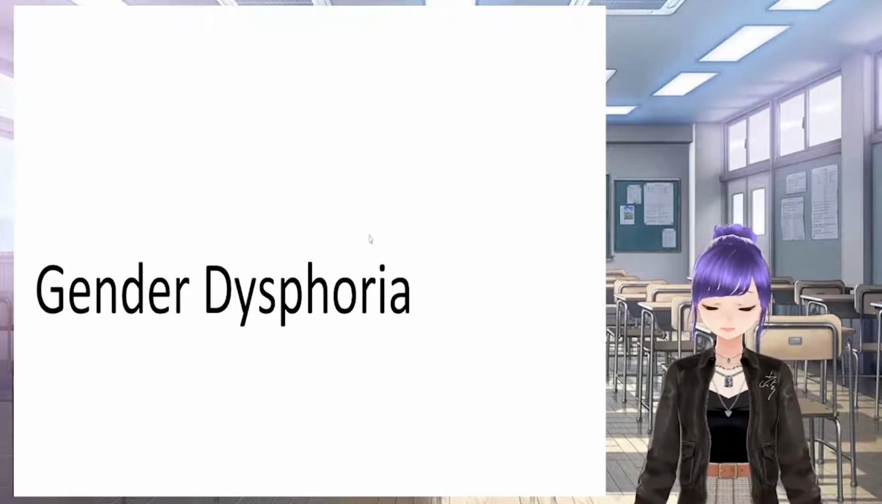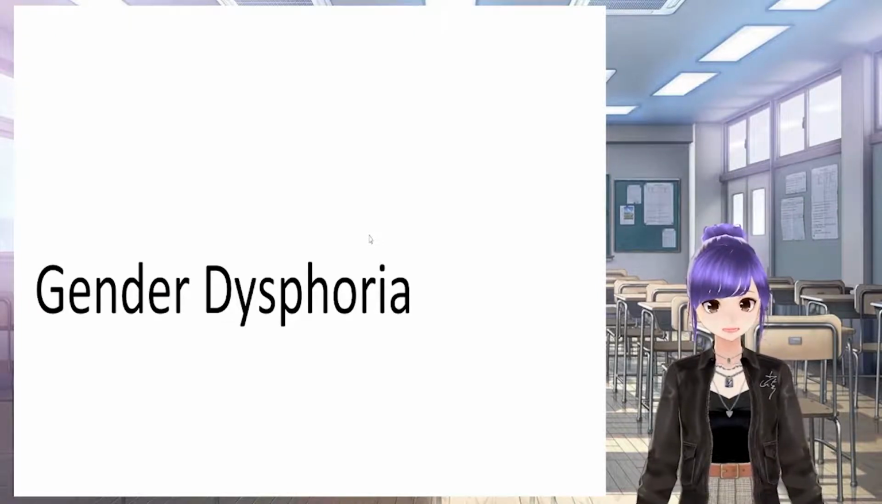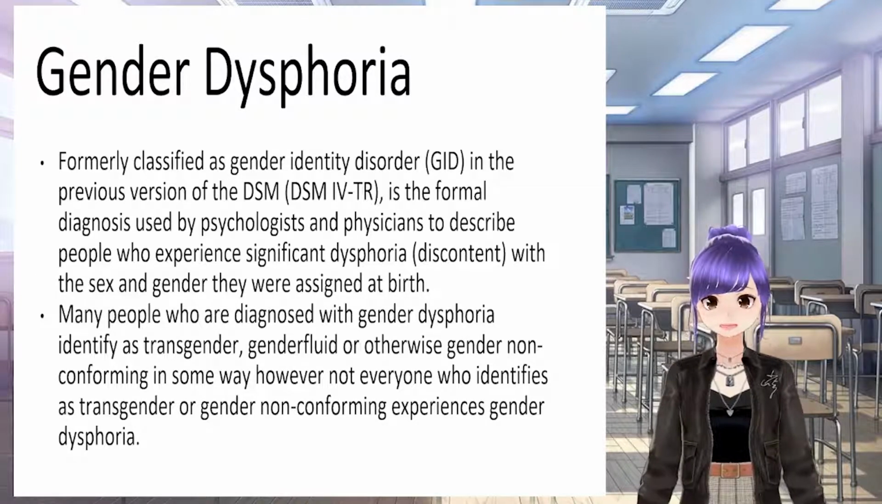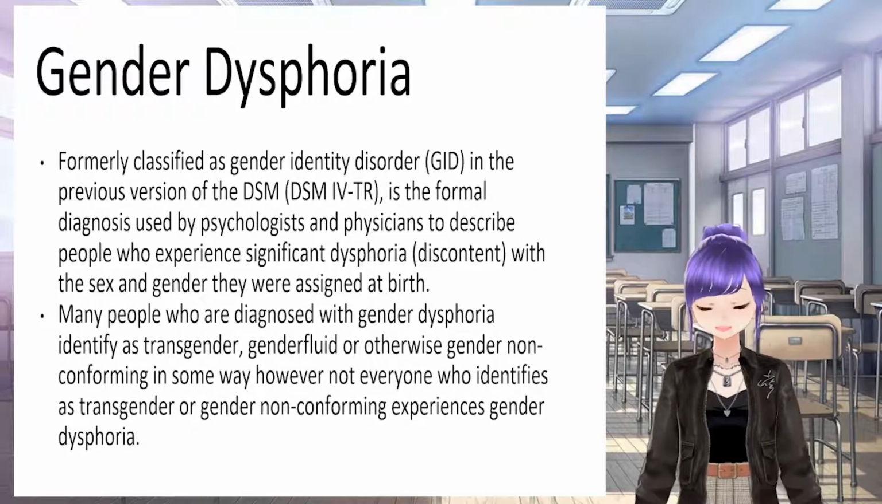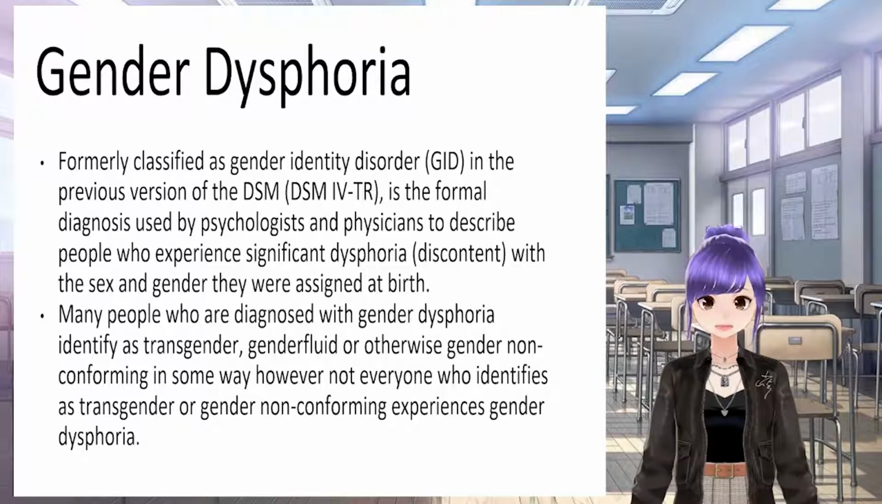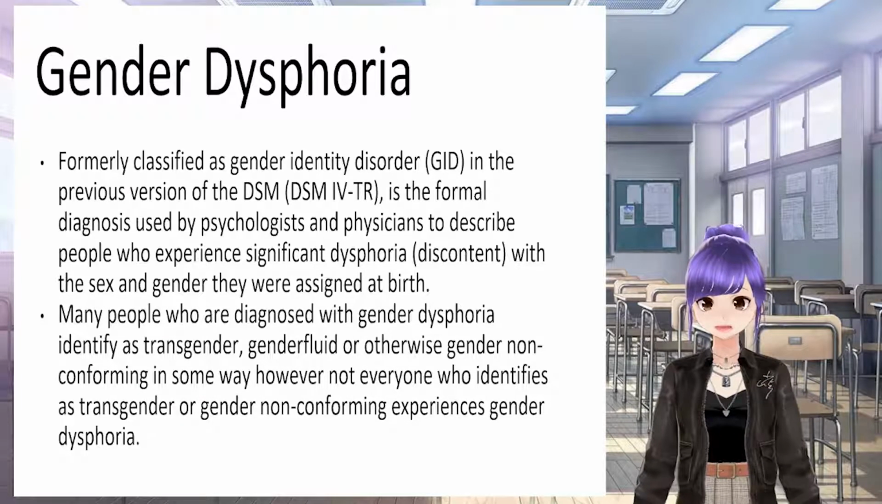So now let's go on to a very controversial disorder, which is gender dysphoria. So gender dysphoria is formerly classified as gender identity disorder in the previous version of the DSM, or the DSM-4-TR. It is the formal diagnosis used by psychologists and physicians to describe people who experience significant dysphoria or discontent with the sex and gender they were assigned at birth.